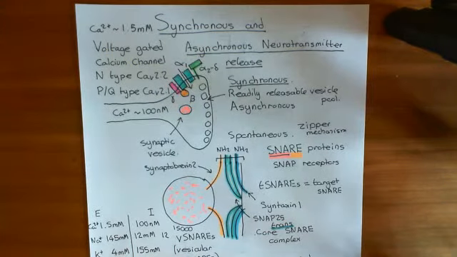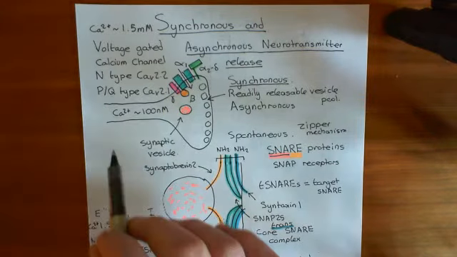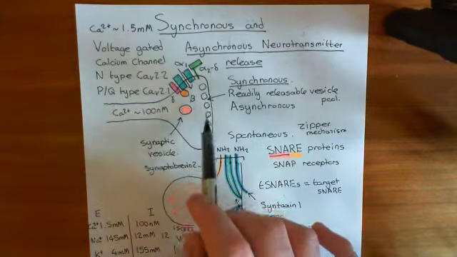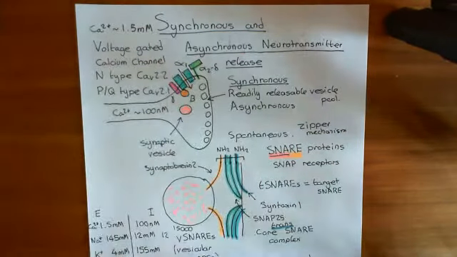Okay, so welcome to this next video in which we are discussing synchronous and asynchronous neurotransmitter release. In this next video I want to now turn my attention to asynchronous neurotransmitter release. So far what we've seen is that when an action potential arrives in the axon terminal, it's going to cause the release of all of the readily releasable vesicle pool via synchronous neurotransmitter release.